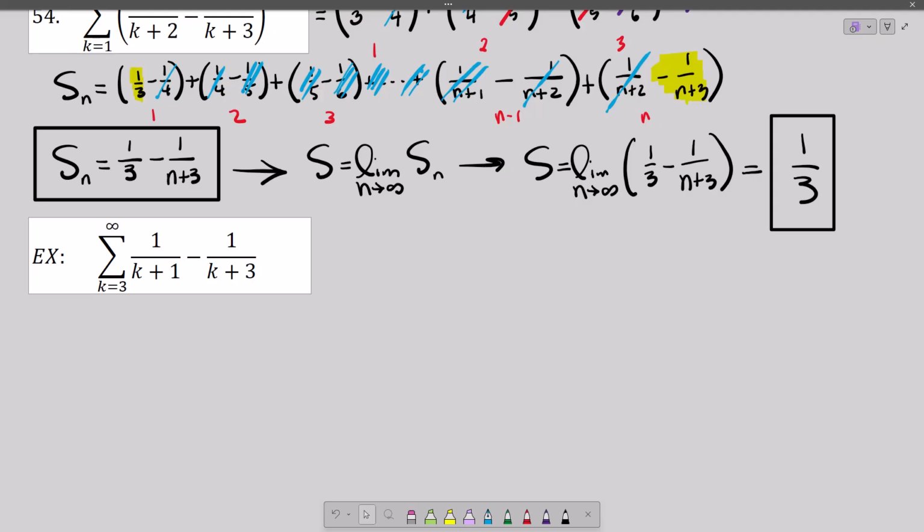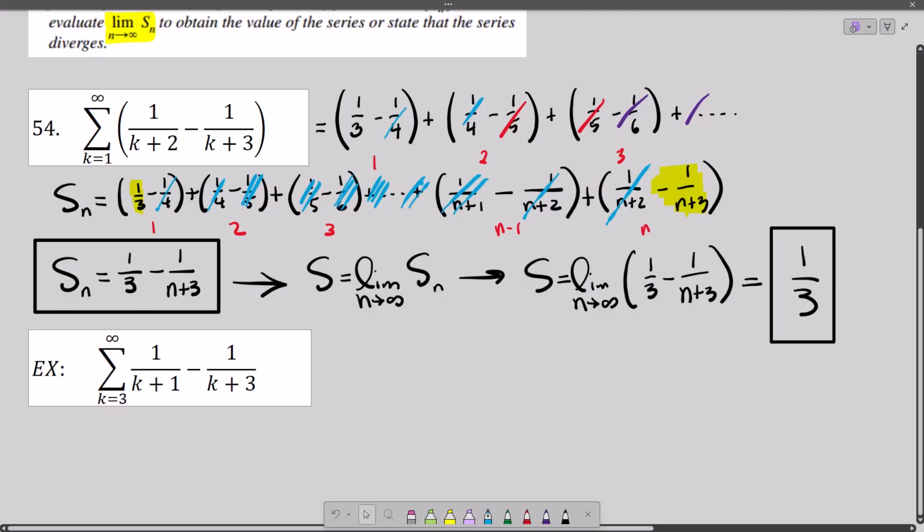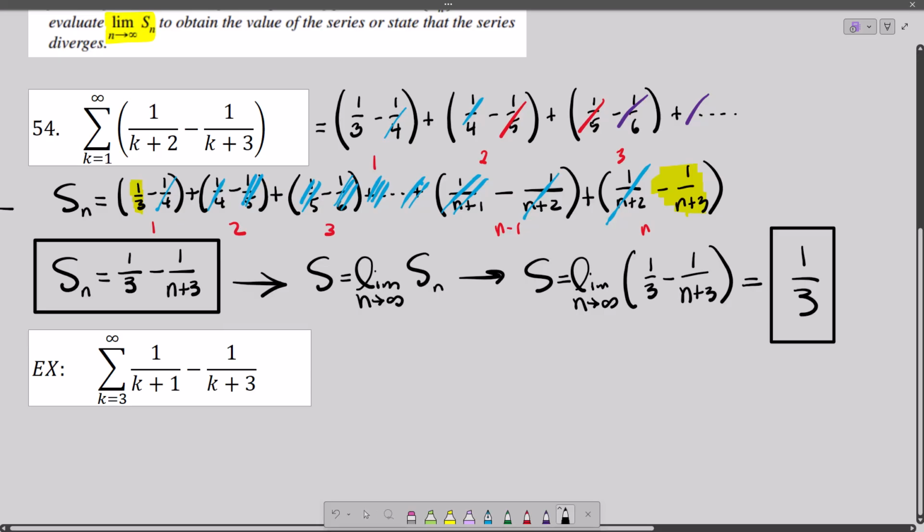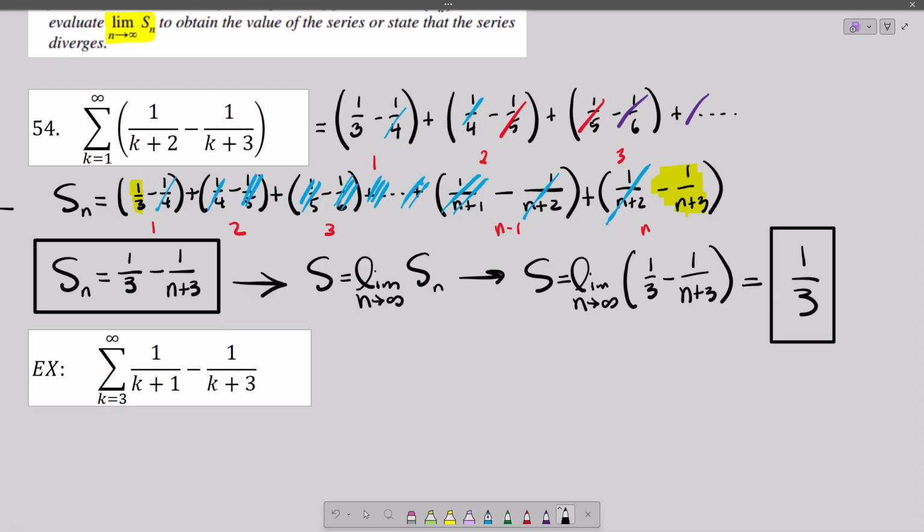Why are we going with 1 over n plus 3? Because S sub n is finite. It's true that the infinite series goes on forever, but anytime we want to analyze an infinite series, we figure out what S sub n is equal to and then take its limit. So S sub n is finite. S sub 1 is the first term, S sub 2 is these terms, S sub 3 is those. So S sub n is the sum of the first n.